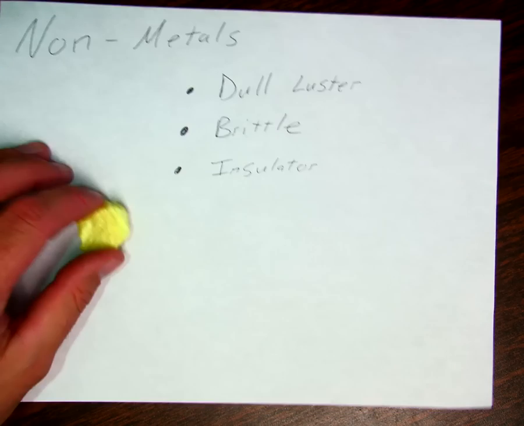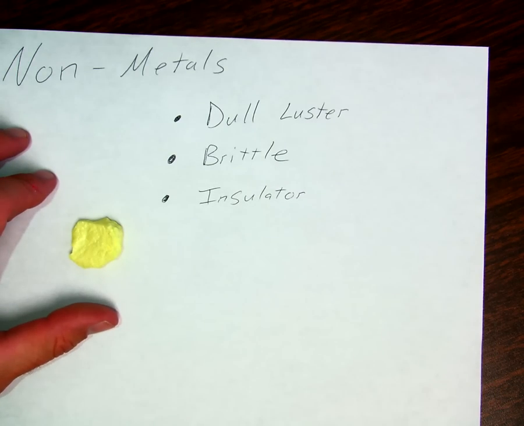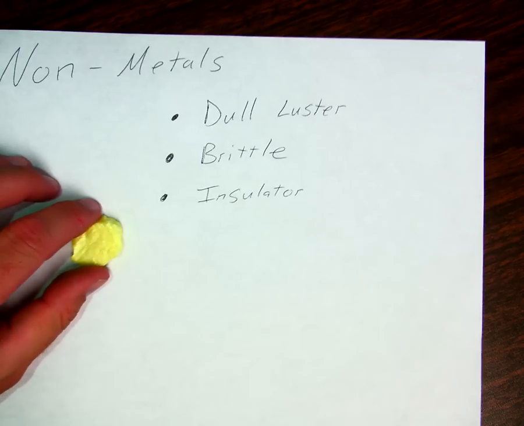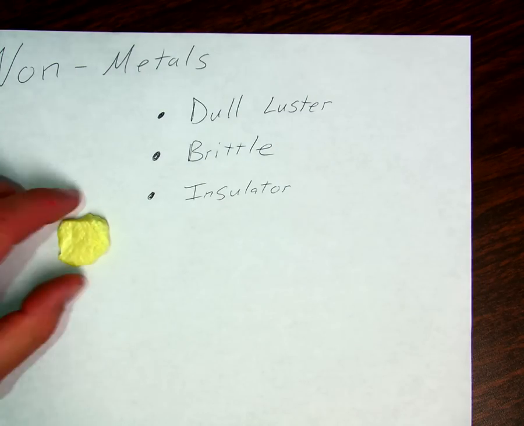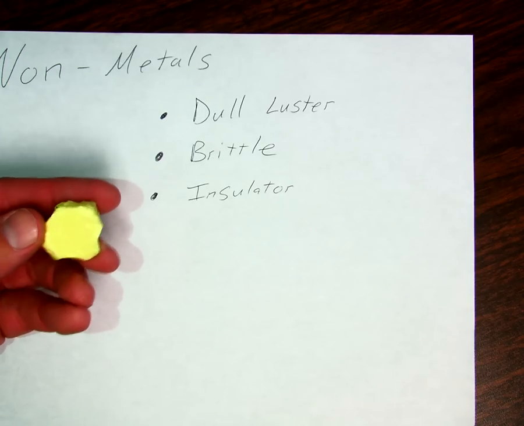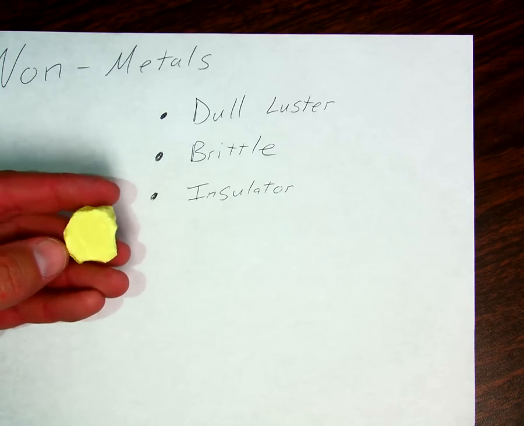So let's go ahead and try a non-metal. For this one, we're going to use this bright yellow example. It's sulfur. That's periodic table number 16, element number 16 there. So we're going to go through the same set. This does not have a shiny luster. Notice in my hand here, it's kind of dull. It's just kind of hanging out there.